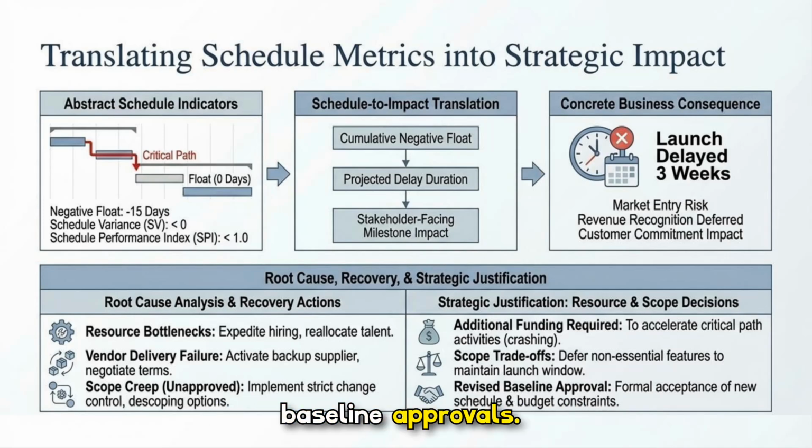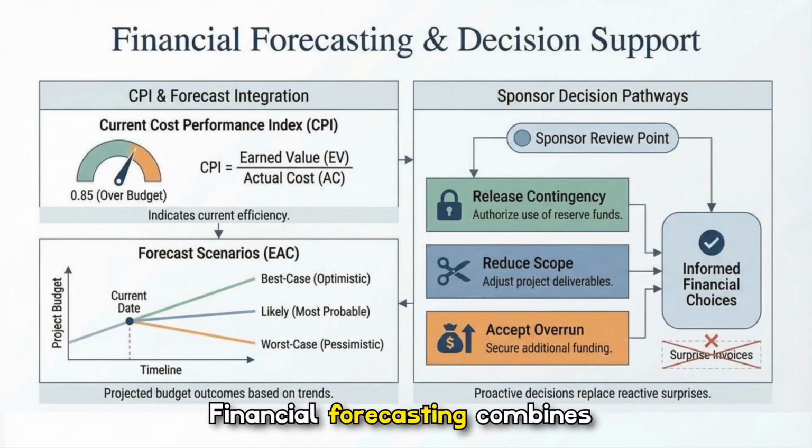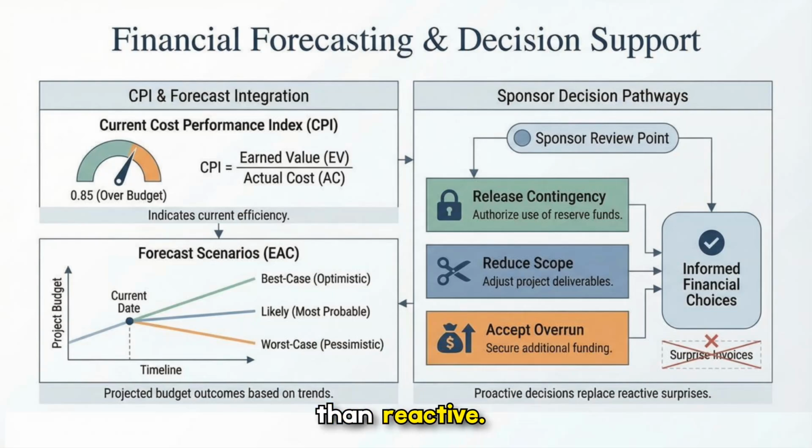or baseline approvals. Financial forecasting combines cost performance indicators with scenario-based forecasts to support sponsor decisions. We use CPI and earned value to judge current efficiency, model best, likely, and worst-case EAC scenarios, and map sponsor pathways like releasing contingency, reducing scope, or accepting overruns so financial choices are proactive rather than reactive.